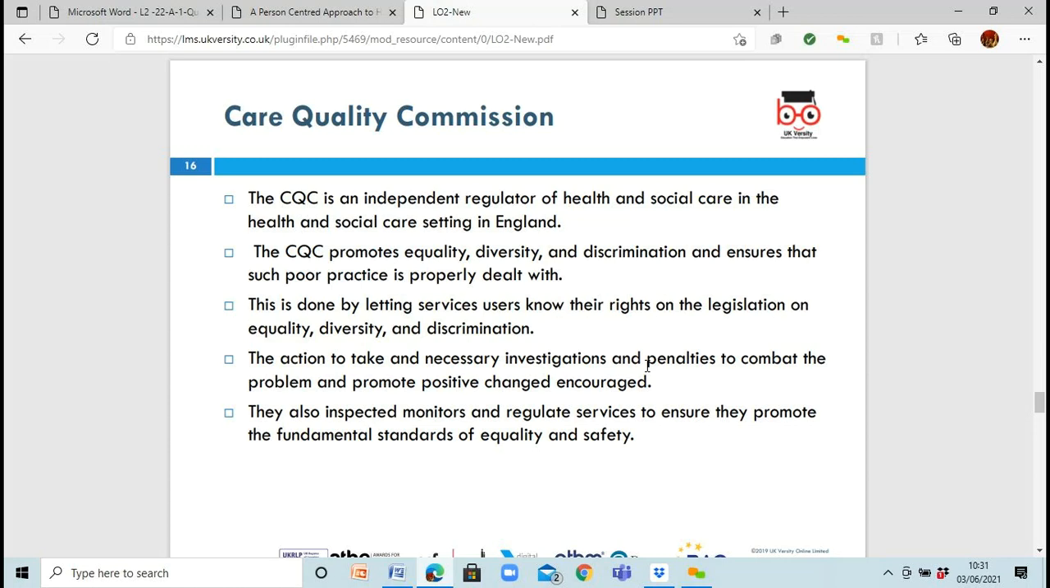It helps service users know what their rights are, what their legislations are, and it's there to take action if there's any investigations that need to be done. It's there to make sure that any penalties are put in place if there's problems and if they're not sorted. CQC also monitors and regulates services, so they're there to make sure that the organization is running the correct way, that they're meeting the standards that are being put into place.